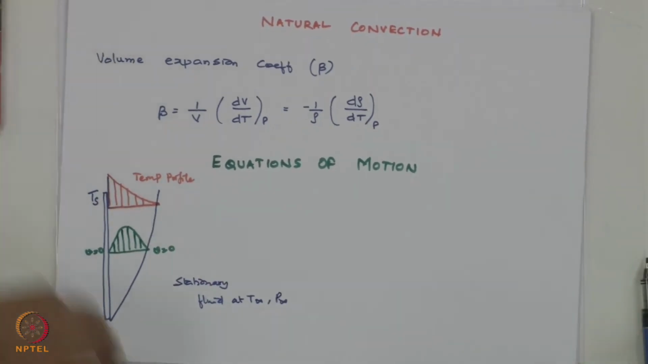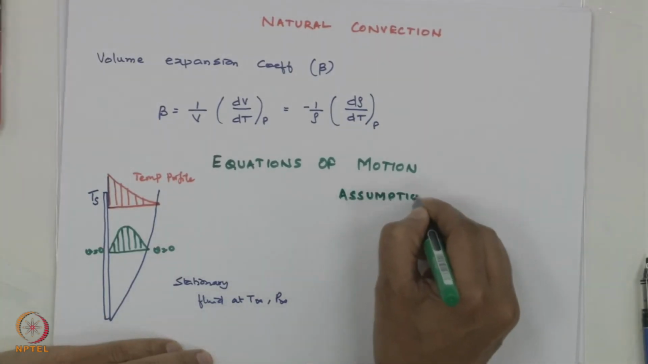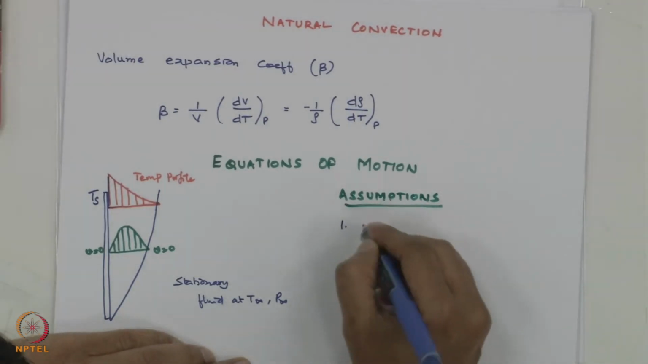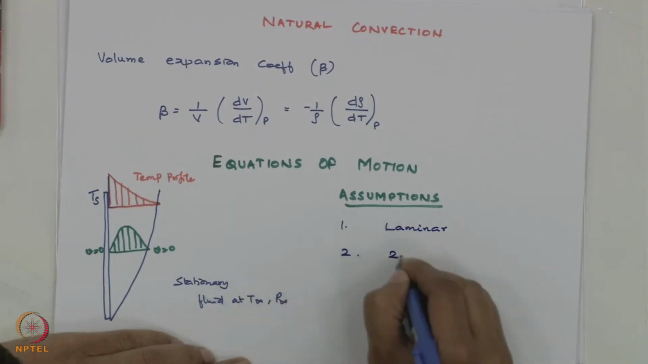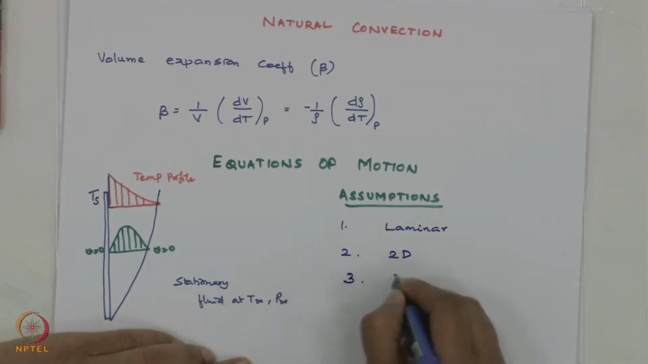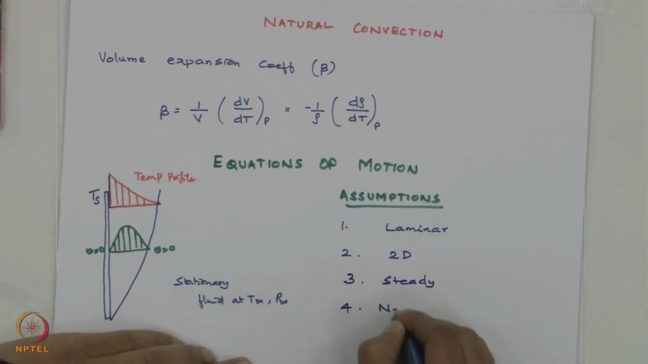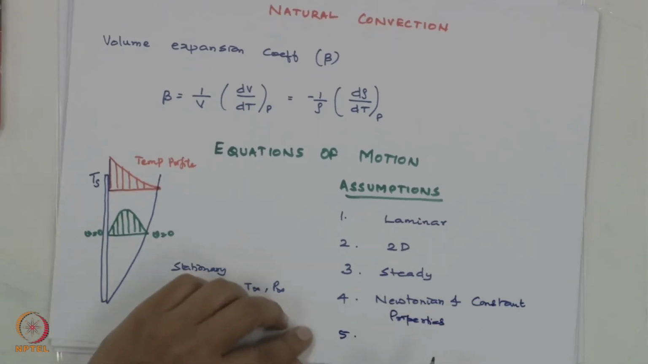If I consider the assumptions, what are the assumptions? What I am going to assume is that the flow is laminar. Natural convection flow is laminar, and it is two-dimensional, and the flow is steady, things are not varying with time, and the fluid is Newtonian with constant properties, but with an exception that the density variation I will consider only in the body force.